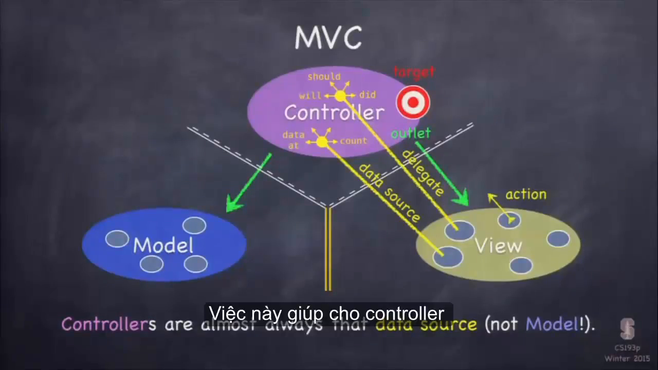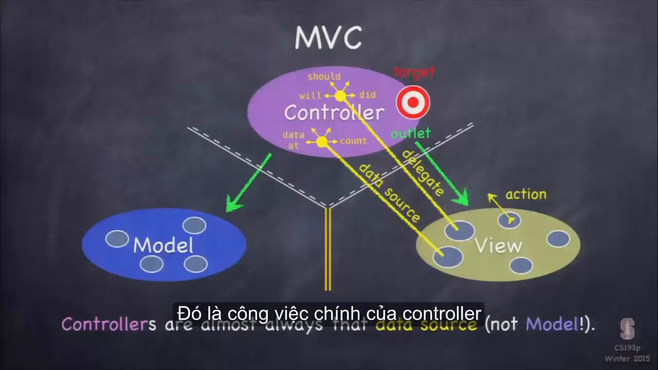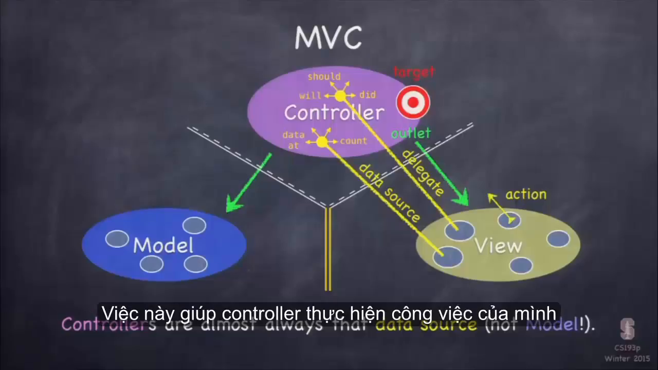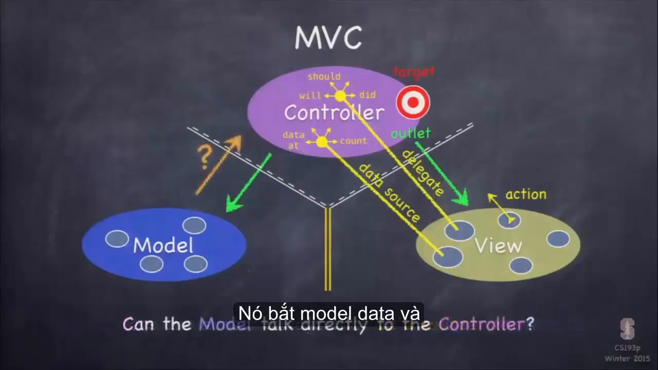Okay, this all adds up to the controller's job being to interpret and format the model data for the view. That's the controller's job. And when we do our demo, I'm going to be remarking, oh, see, I'm writing this code to make the controller perform its job, which is to take the model data and, using its view minions, put it on screen. Okay, that's what the controller does.